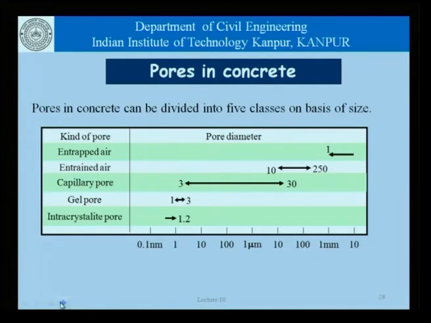If we look at the pores in concrete, we look at literature, we find that the pores in concrete can be divided into 5 classes on the basis of size. There is entrapped air, there is entrained air, capillary pores, gel pores, and intracrystallite pores. And these pores or these pore spaces are varying in size.